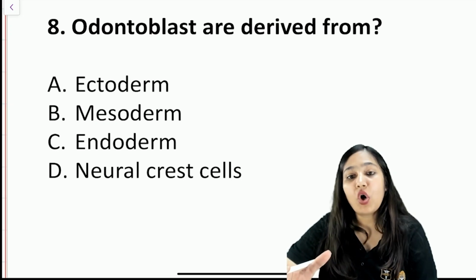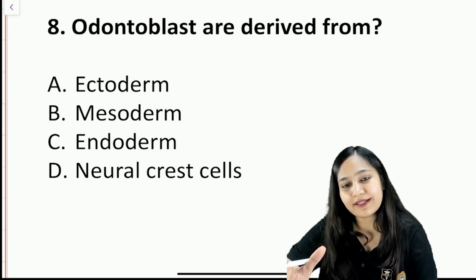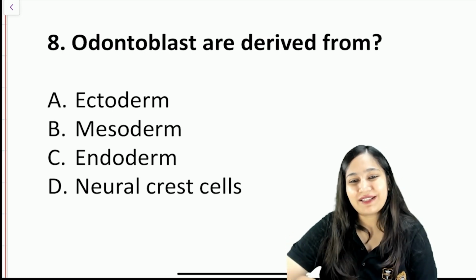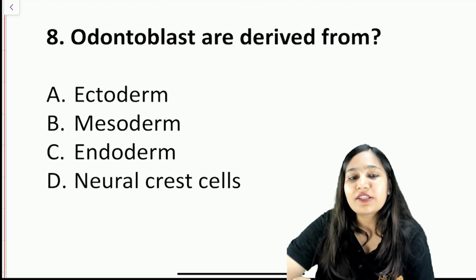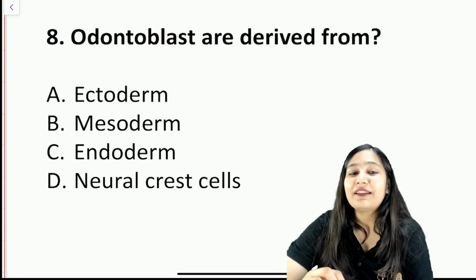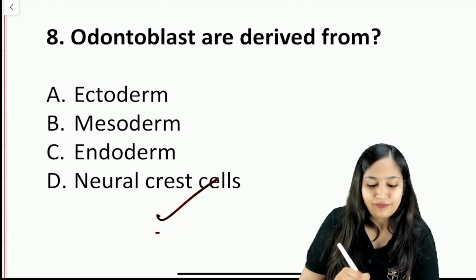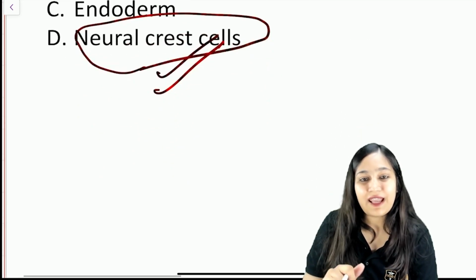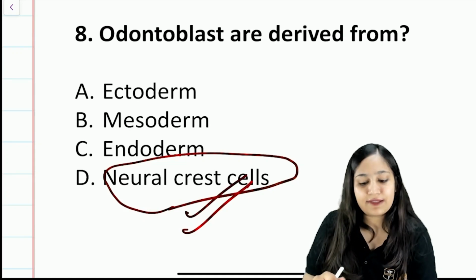Coming to our next question. Odontoblasts are derived from ectoderm, mesoderm, endoderm or neural crest cells. In our lectures, we have discussed, which lectures? Tooth development lectures. Right? All the structures which are derived from dental papilla and dental sac are derived from neural crest cells, except enamel. The remaining tooth structures are derived from neural crest cells.